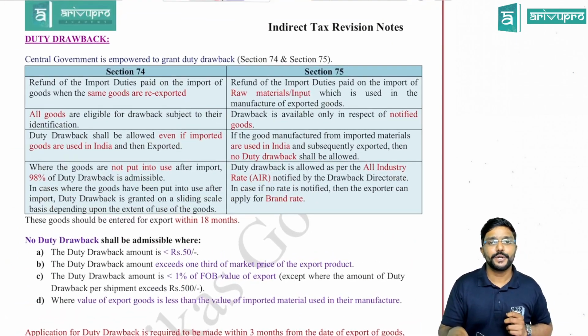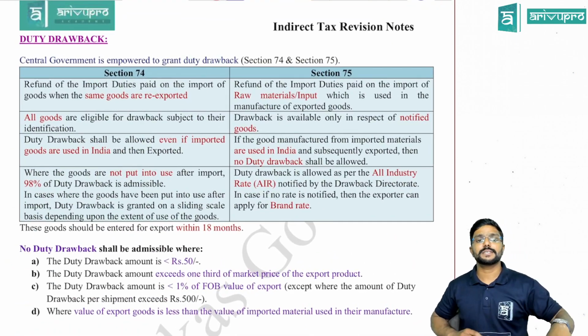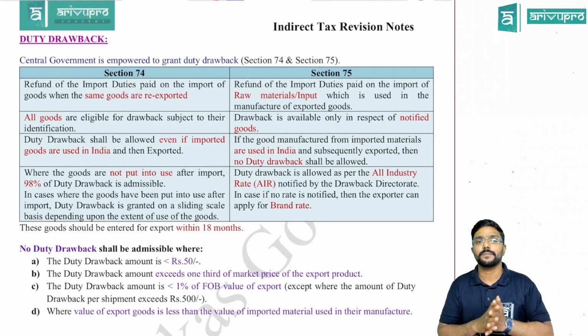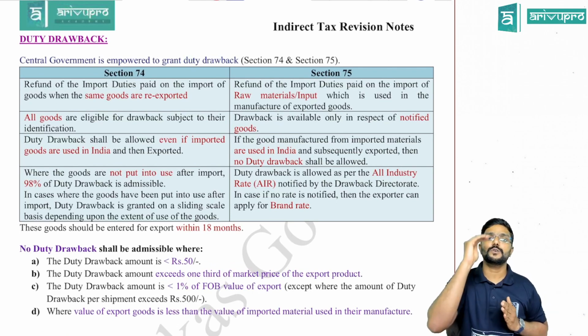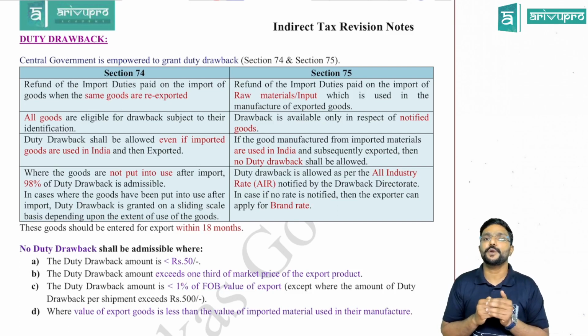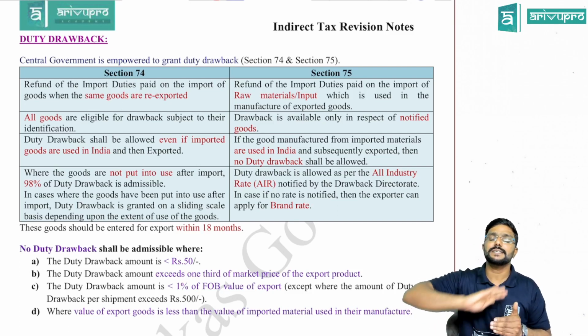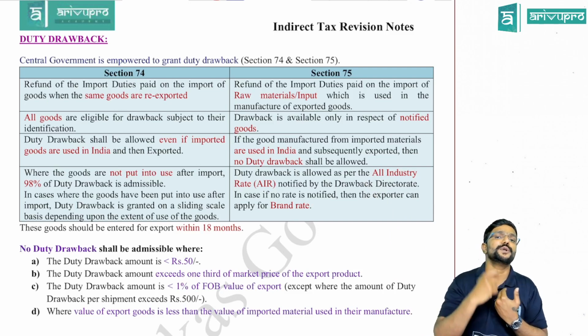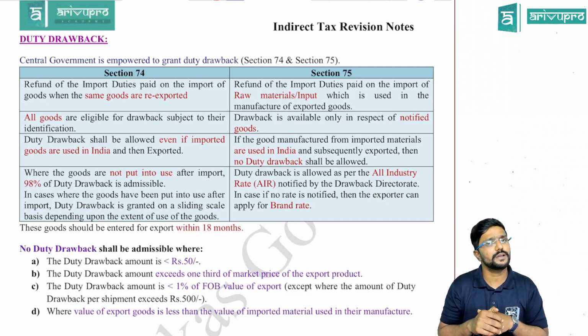Then coming to duty drawback. Duty drawback is given under 2 sections under the customs, 74 and 75. Section 74 talks about goods which are imported, on which import duty is paid, and the same goods are exported back. When the goods are exported, I can claim the duty drawback of whatever import duty I have paid when I imported the goods.